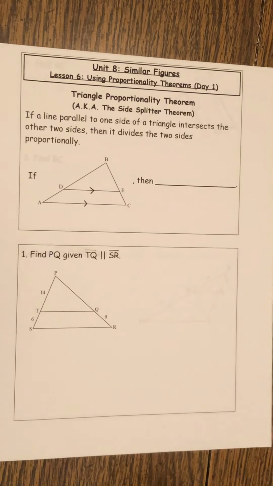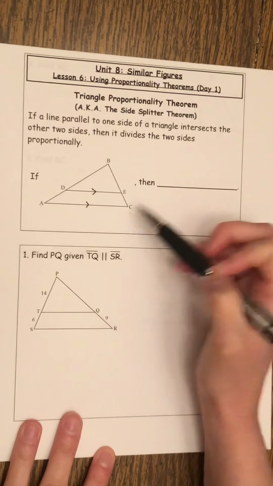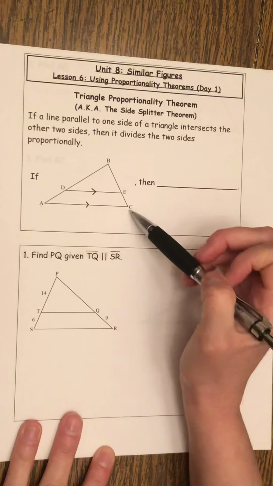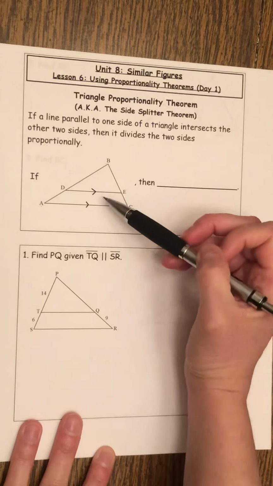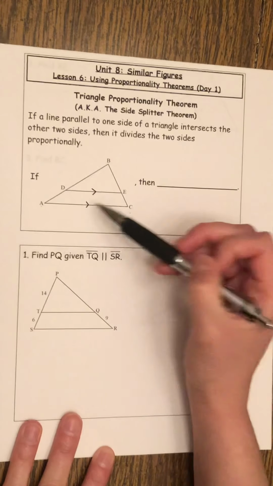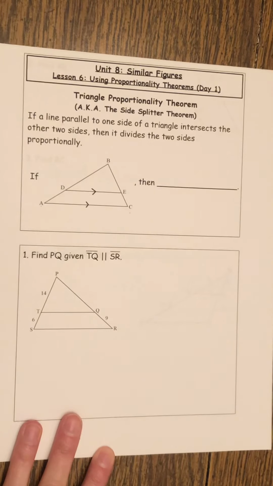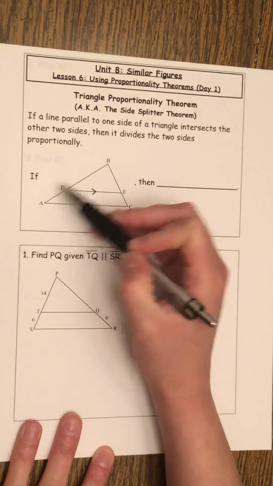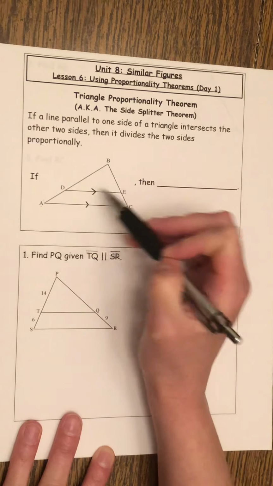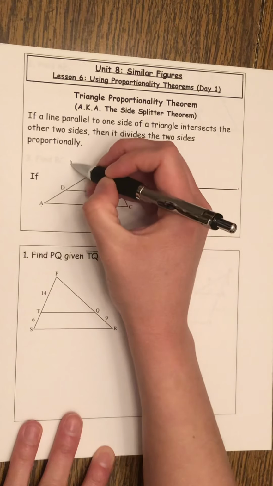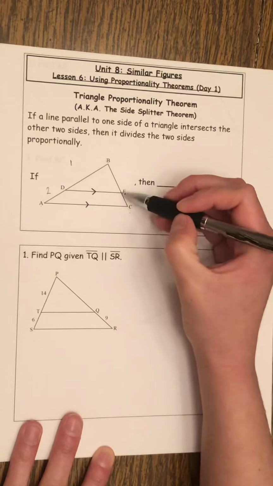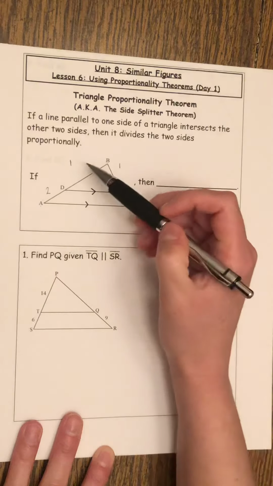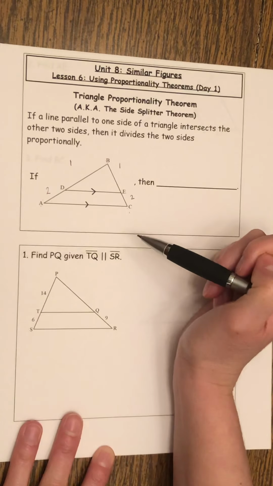So what we have here is triangle ABC, and we have segment DE intersecting two sides of the triangle. It is also parallel to the third side of the triangle. Those little arrows are parallel symbols. So DE is going to be splitting each side into two parts. DE splits this side into two parts. It also splits the second side into two parts. Those two parts are going to be proportional to one another.